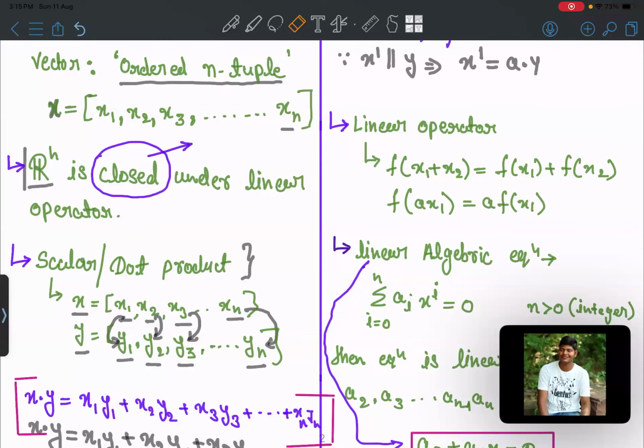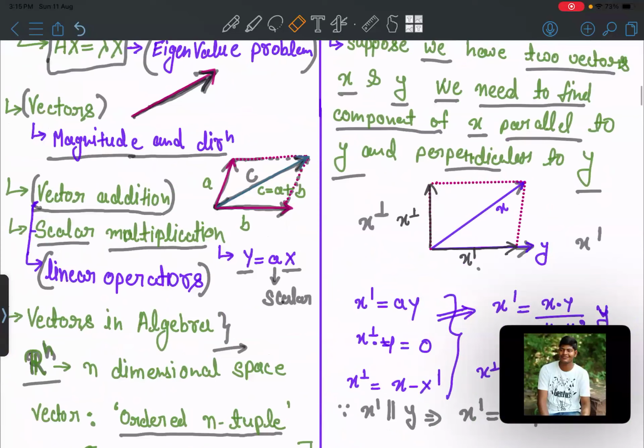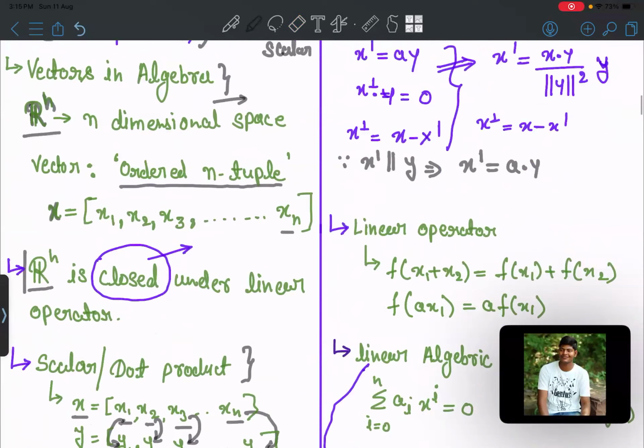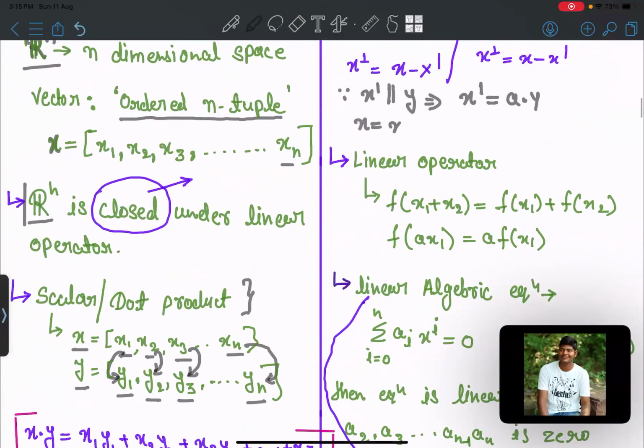What else can we write? If you see here, this is my x perpendicular vector, and this is my x parallel vector. If we take the summation of parallel and perpendicular, this will give me the original x vector. This means x will be equal to x parallel plus x perpendicular. We can write this as x perpendicular equal to x minus x parallel.